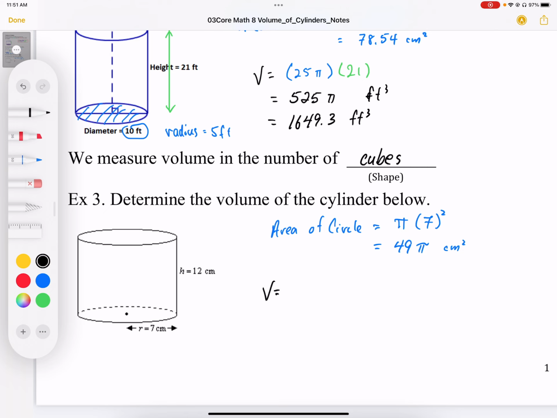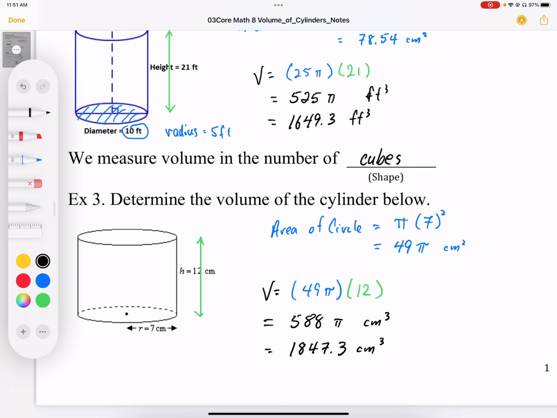The volume is equal to the area of the circle, which is 49 pi. And then we're going to give it some thickness. We're going to give it a thickness of 12 centimeters. So the volume then works out to be 49 times 12. That gives us 588 pi centimeters cubed. And using the pi on my calculator, I get 1,847.25. So I'm going to round that to 1,847.26 centimeters cubed.